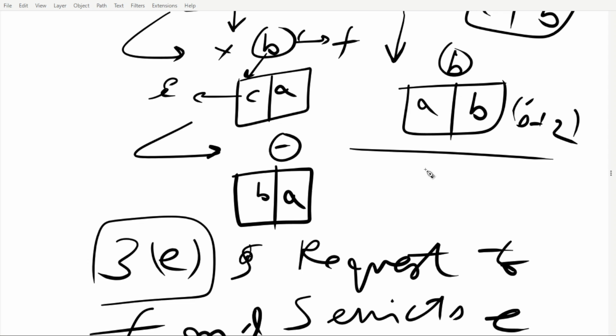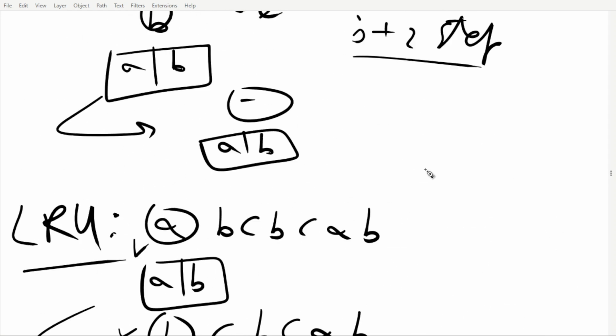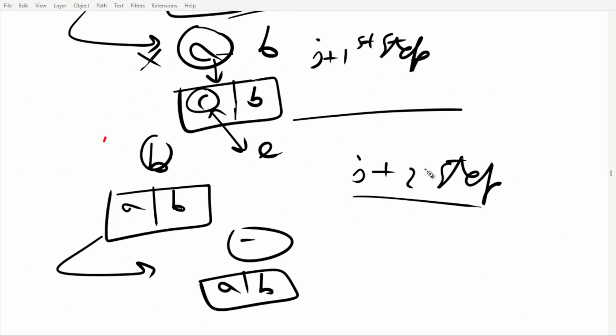So here we can see B with AB. This is the same thing as in FF, B with AB. So now both algorithms perform identically after this step.